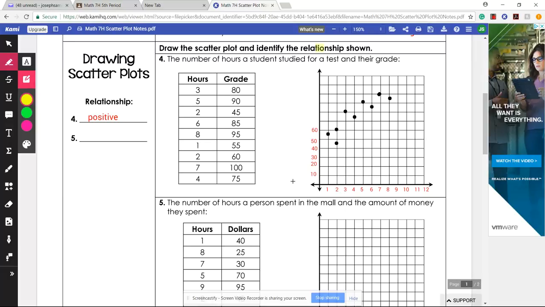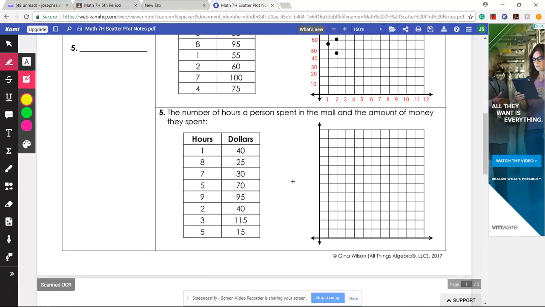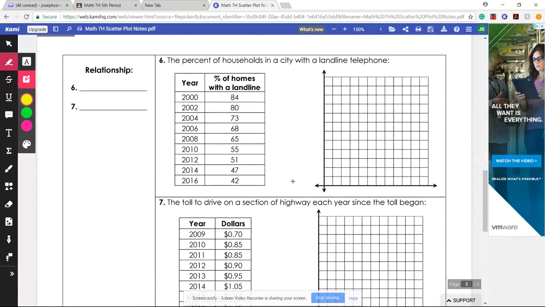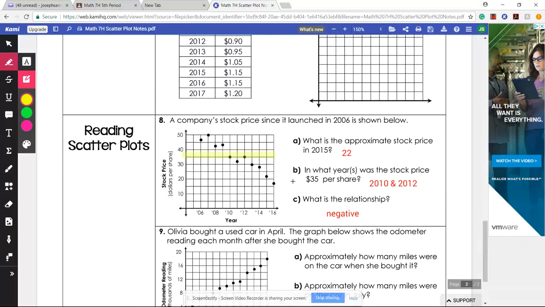Okay. The last thing that we will be responsible for is analyzing scatter plots. So let's go ahead and jump down below. Looks like we will be analyzing a scatter plot that shows a company's stock price since they launched the company in 2016, and how their stock has moved in the years to come. Okay, so let's look at it. It looks like the company opened up in 2016. Stock price was around 46, 47 dollars per share, and it looks like the company has just steadily decreased. The stock's price has steadily decreased over the years.